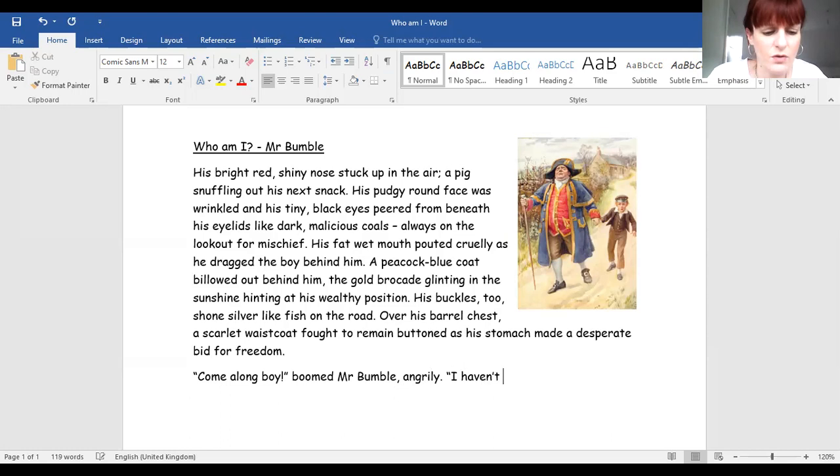Full stop, because it's the end of the sentence. In fact, I probably need to change that. Right. Oliver. Yes, sir. Sorry, sir.